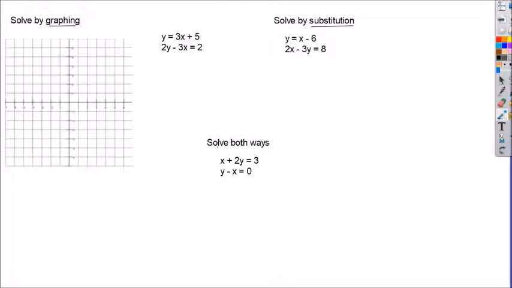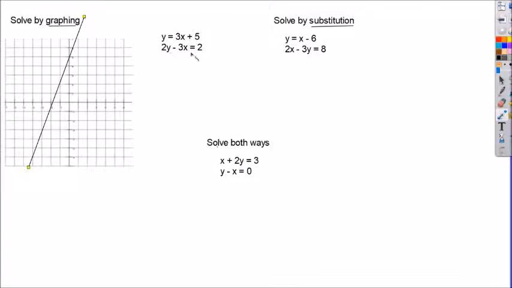For this graph, we have y equals 3x plus 5. We should know how to graph this already. So that's 5, and then we can go 1 over to the right and 3 up because that's a linear equation. Let's go down a little bit. There you go, and then we can extend it up. That's the line.